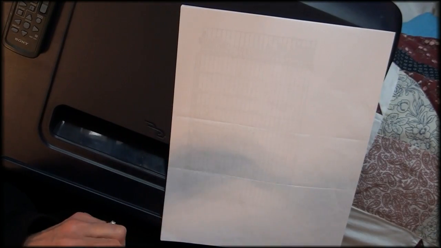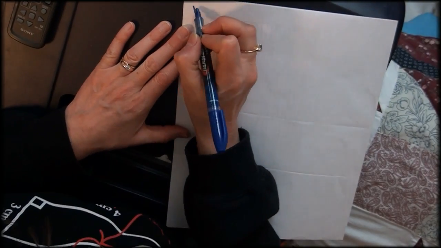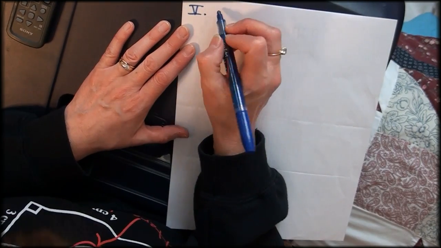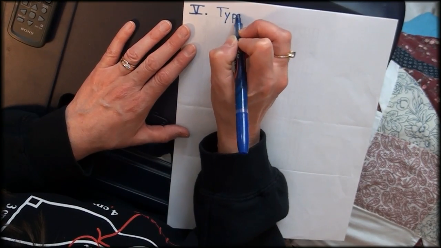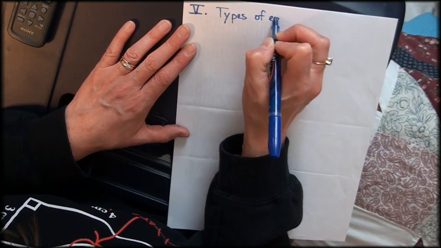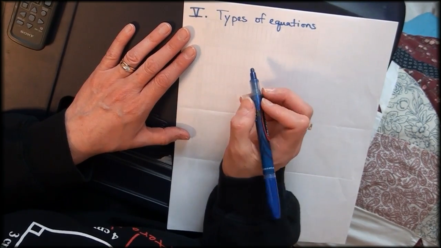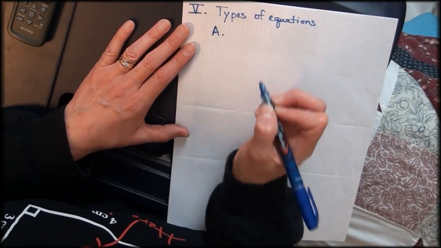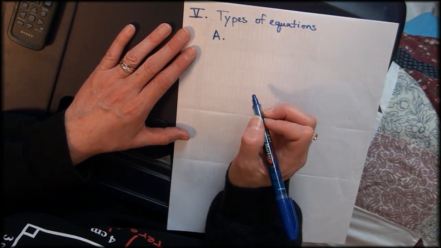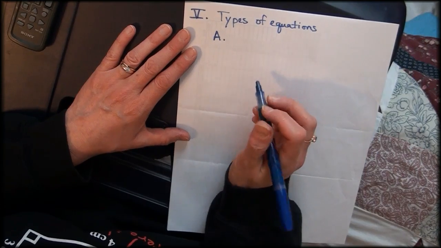All right, and the last thing that we're going to look at in this section is the different types of equations. It does seem like you will always have a solution to an equation. Now, we did see one type where there was no solution, so we need to consider that type of equation as well. But there's three different types of equations.